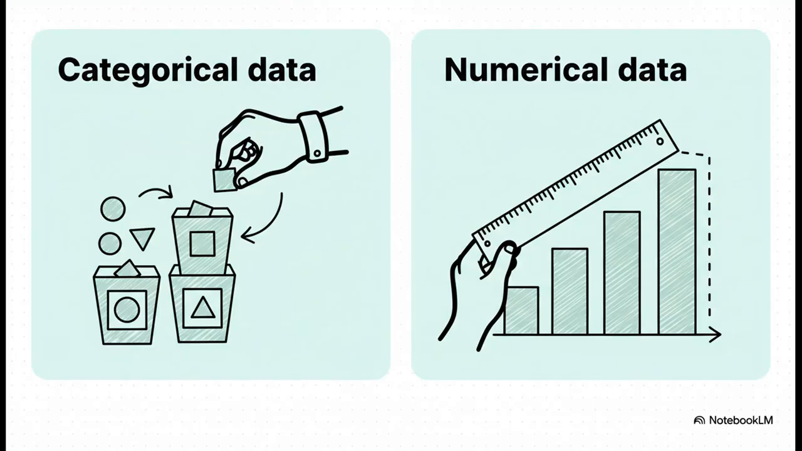Okay, so those two families are categorical data and numerical data. Just think of it this way. Categorical data is all about sorting things into different groups or buckets. Numerical data, on the other hand, is about measuring or counting actual amounts. It sounds basic, I know, but trust me, this difference is absolutely crucial.